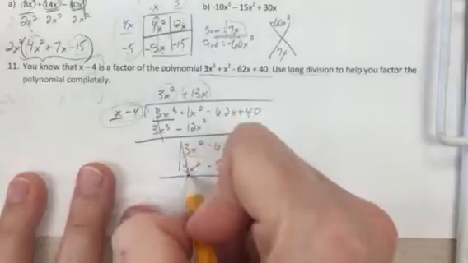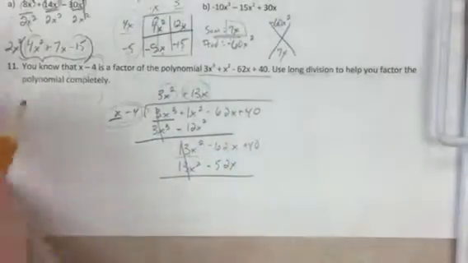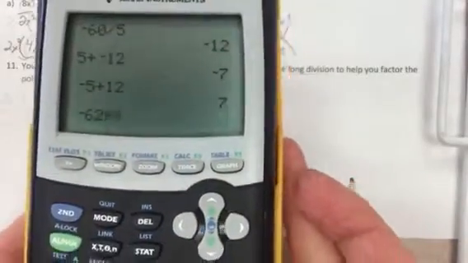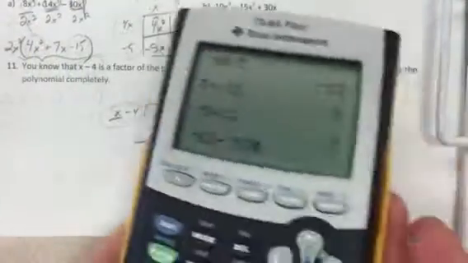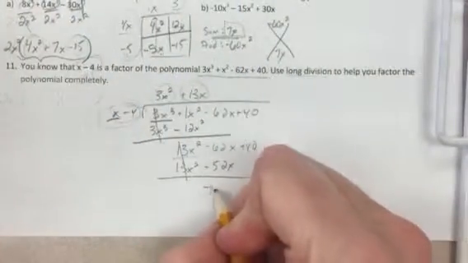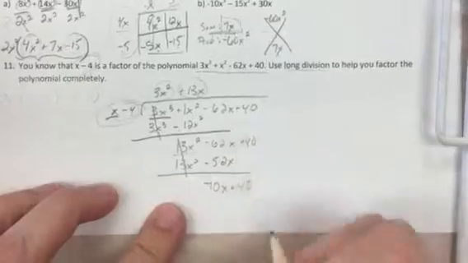Subtract down. These cancel. Negative 62 minus negative 52, I'm just typing that in, negative 62 minus negative 52, right? So that's going to give me a negative 10. Sometimes with all those negatives, it's hard to keep it straight.